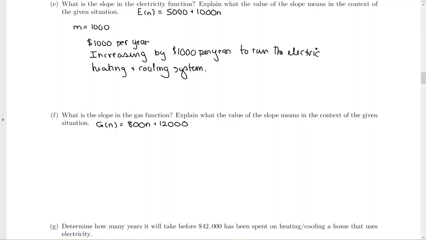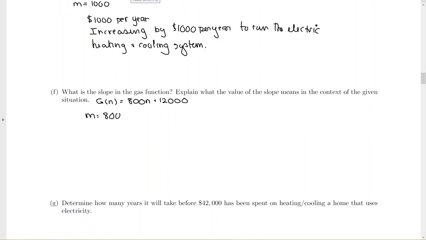So similarly, in part F, what is the slope of the gas function? So we use the gas function equation, and the number in front of the variable again is going to be our slope. So our slope is 800, and remember, slope is average rate of change. So it's going to be a fraction. It's going to be something per, and then some unit label, usually in a time unit of years, days, months, something like that. So when we explain what that value means, it's going to be, in this case, dollars, but not just $800, it's $800 per year.